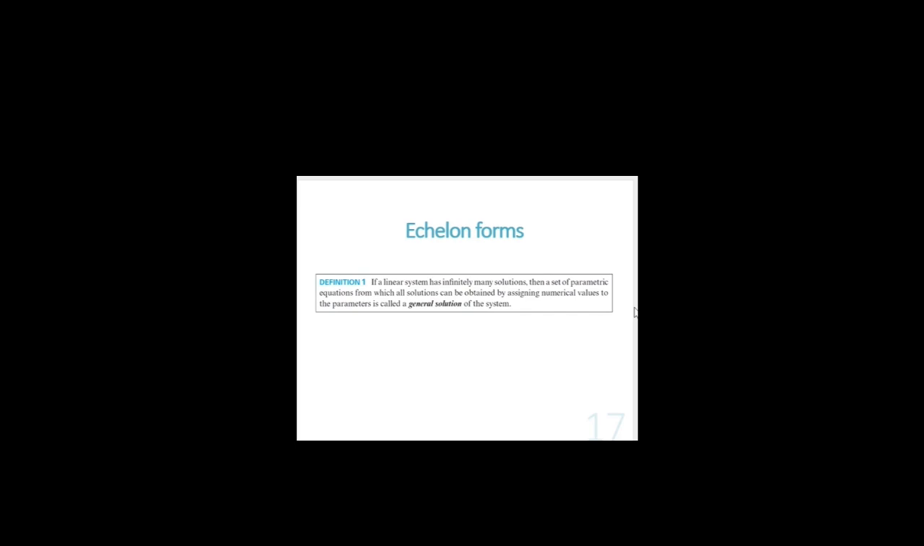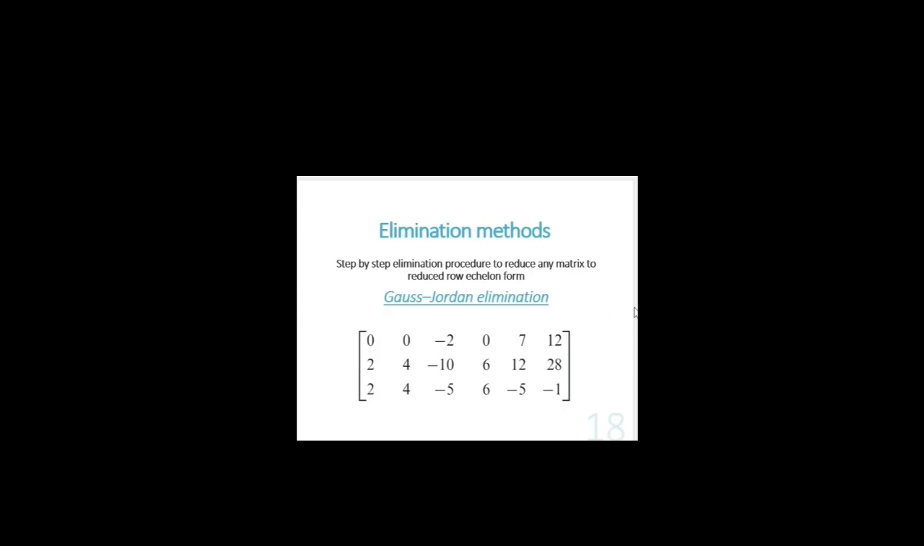If a linear system has infinitely many solutions, then a set of parametric equations from which all solutions can be obtained by assigning numerical values to the parameters is called a general solution of the system. So I want you to look at that. We're going to talk about that next time because we're going to be writing parametric solutions. But do make sure that you keep a running tally of your definitions. So we'll get that.